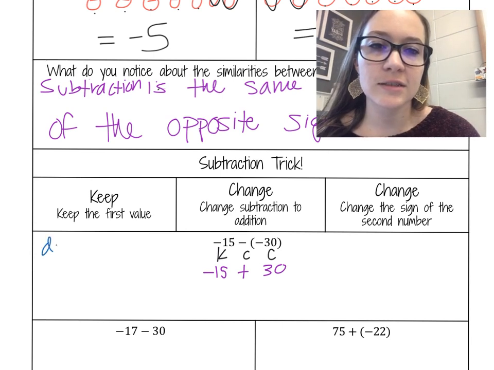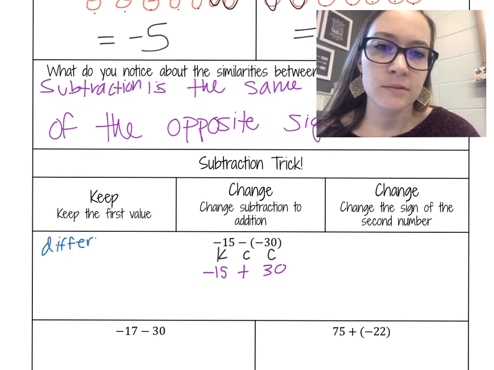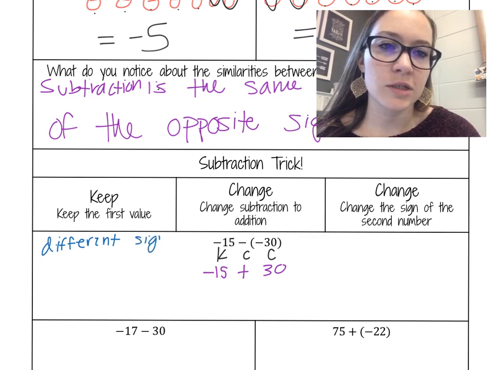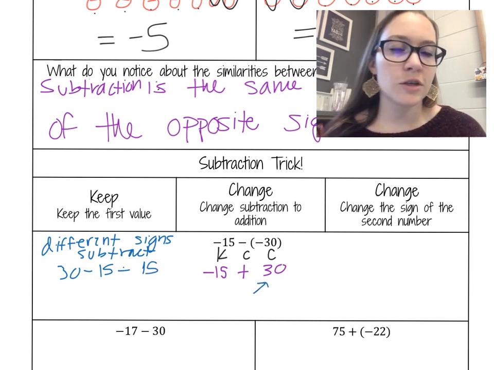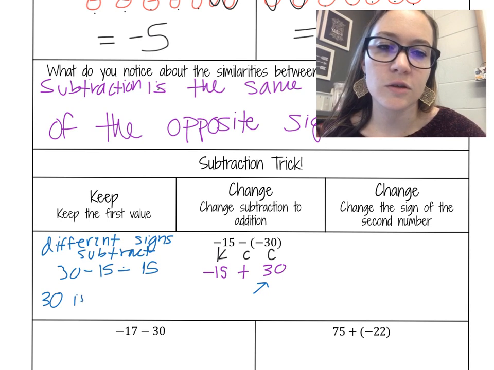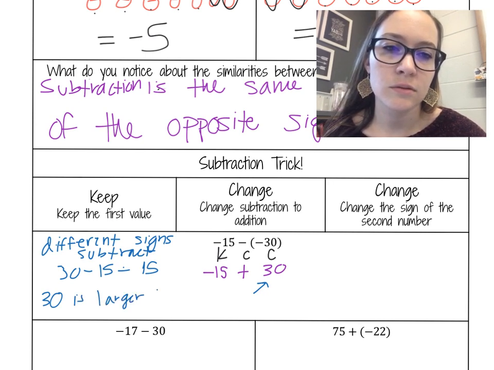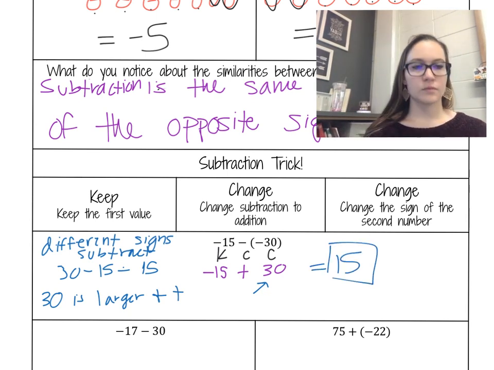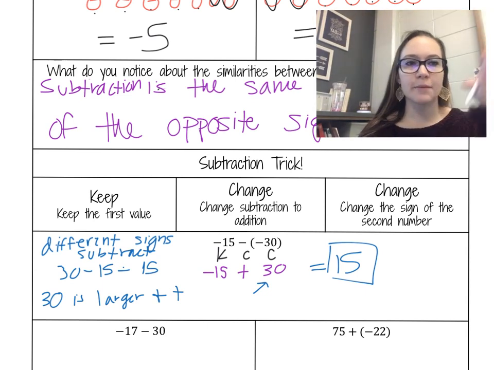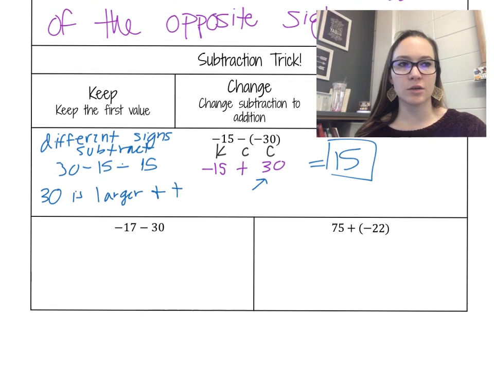So we're going to keep negative 15, change subtraction to addition, change negative 30 to positive 30. And then I can just follow my addition rules. And I don't have to remember this long set of addition and subtraction rules. If I just change it to addition, it makes it faster. They are different signs, so we're going to subtract. We're going to take 30 minus 15 is 15. 30 is positive and larger, so my answer is positive 15. Okay? So I kept the first number, negative 15, the same. I changed the operation from subtraction to addition, and I changed the sign of the second number.